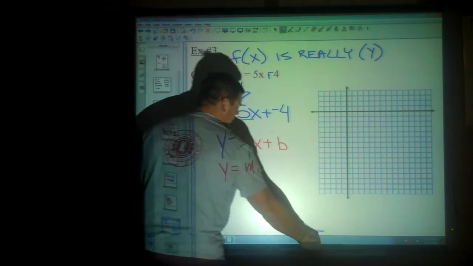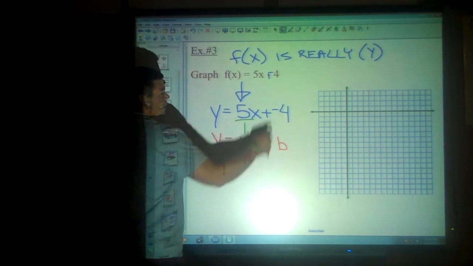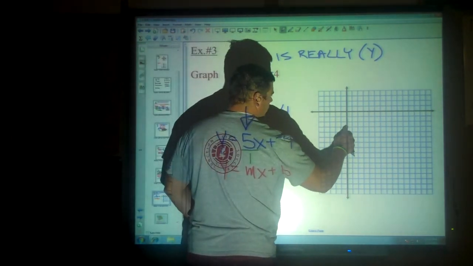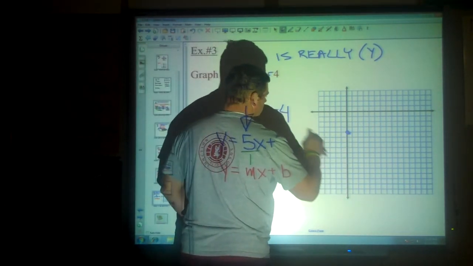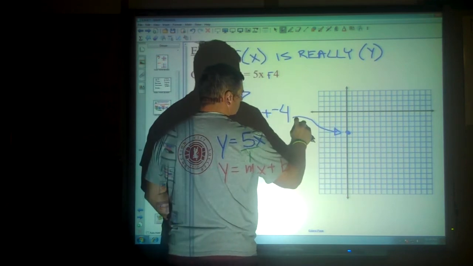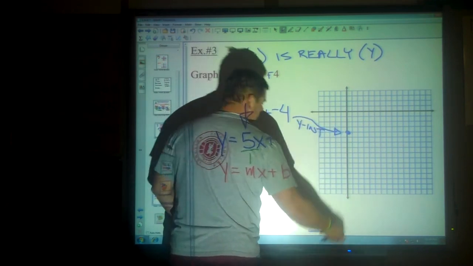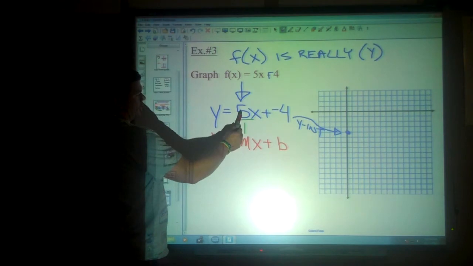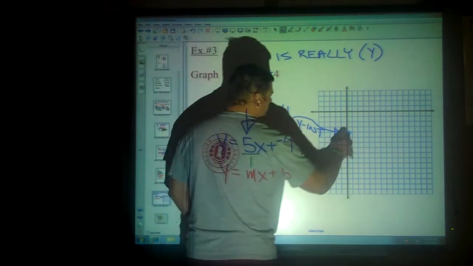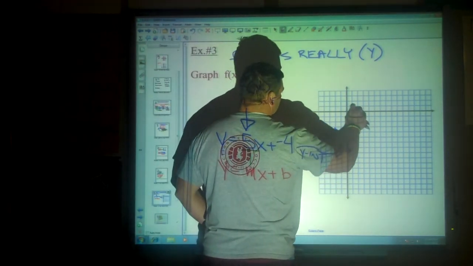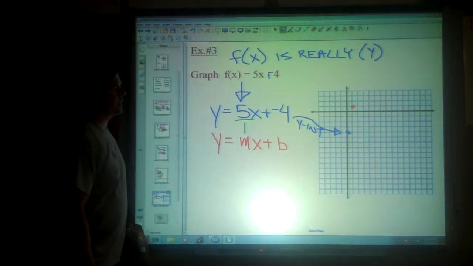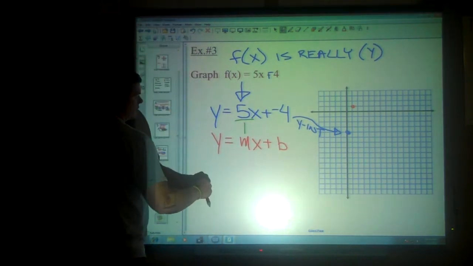So we go to our graph, and I'm going to put my y-intercept in at -4. 1, 2, 3, 4. Y-intercept. And from that y-intercept, I'm going to go up 5 and right 1. 1, 2, 3, 4, 5, right 1. That's only 2. I can't really go up 5 and over 1 too easily now.